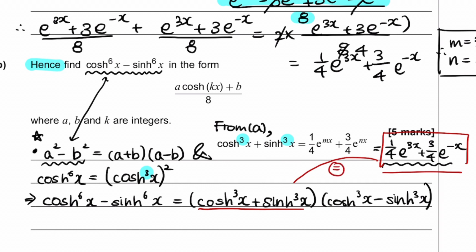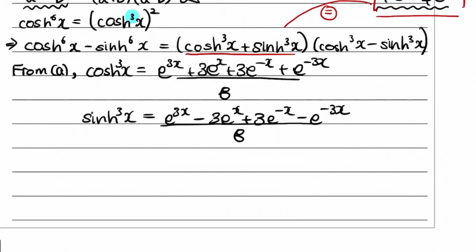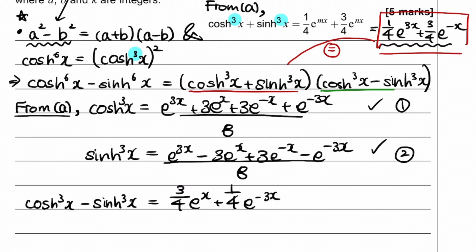And then we have to think about what we want to do with the second bracket. So for our second bracket, we have to go to part A, where we found the exponential form of the hyperbolic functions as such. So in order to get cosine h cubed minus sine h cubed, you're going to subtract equation 1 with 2. So now we know our second bracket is now equal to 3 over 4 e to the power of x, minus 1 over 4 e to the power of minus 3x. So these are equal. Now we have all the exponential forms.